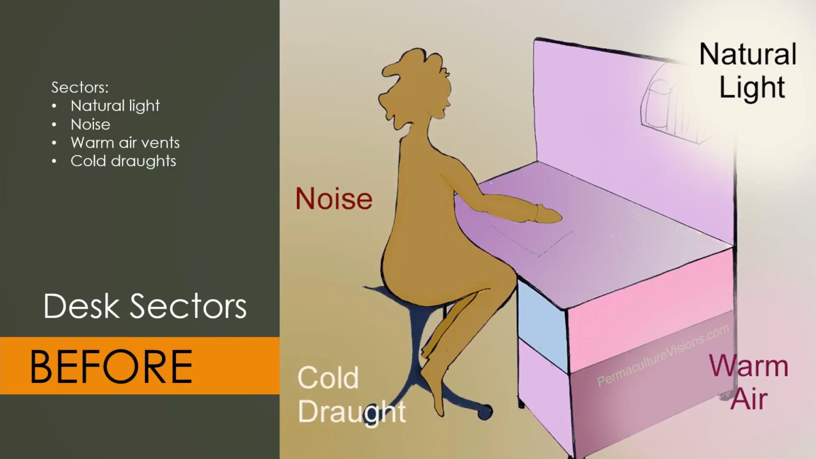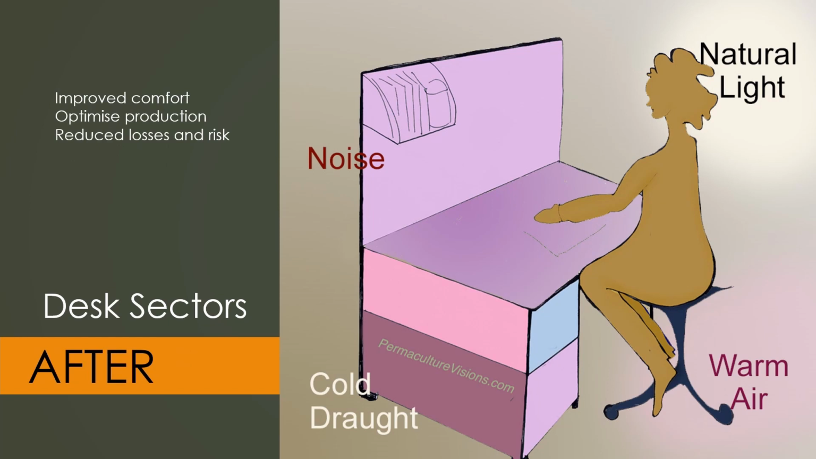In this workplace, sitting at a desk here, we've got natural light on the right-hand side, which is not bad, but the back of the desk is blocking some of that light. There's noise behind the worker, and there's a cold draft at her feet, whereas the desk is blocking the ventilation, the warm air coming from the side. So we did a quick sector analysis. We looked at where the different energies were coming from.